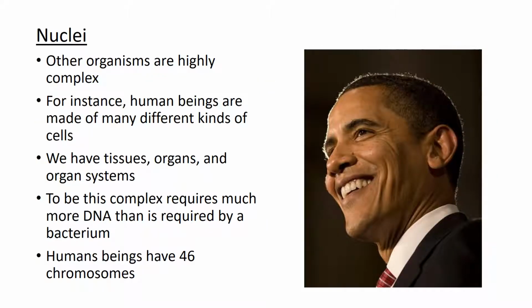On the other hand, some organisms are highly complex. For instance, human beings are made of many different kinds of cells. We have tissues that are organized into organs, and then those organs work together in an organ system. And so we're very complex. And to be this complex requires much more DNA than is required by a bacterium. In fact, we have 46 chromosomes, 23 pairs of chromosomes.